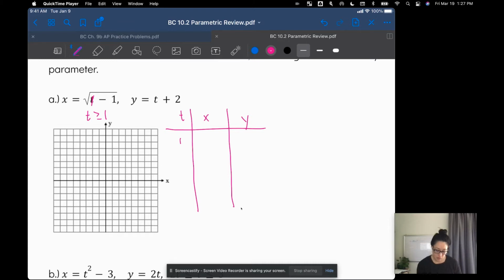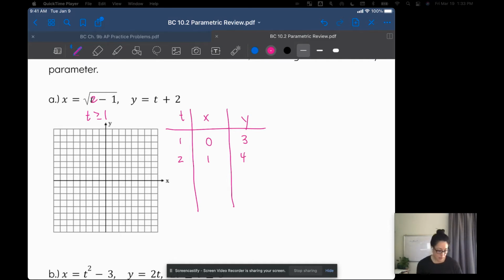So 1 minus 1 is 0. Square root of 0 is 0. And then for y, 1 plus 2 is 3. I'm going to go ahead and plug in 2 for t, because I know that when I substitute in 2 for t, I get 2 minus 1, and that's an easy square root to take. So 2 minus 1 is 1, square root of 1 is 1, and y is 2 plus 2, giving me 4.